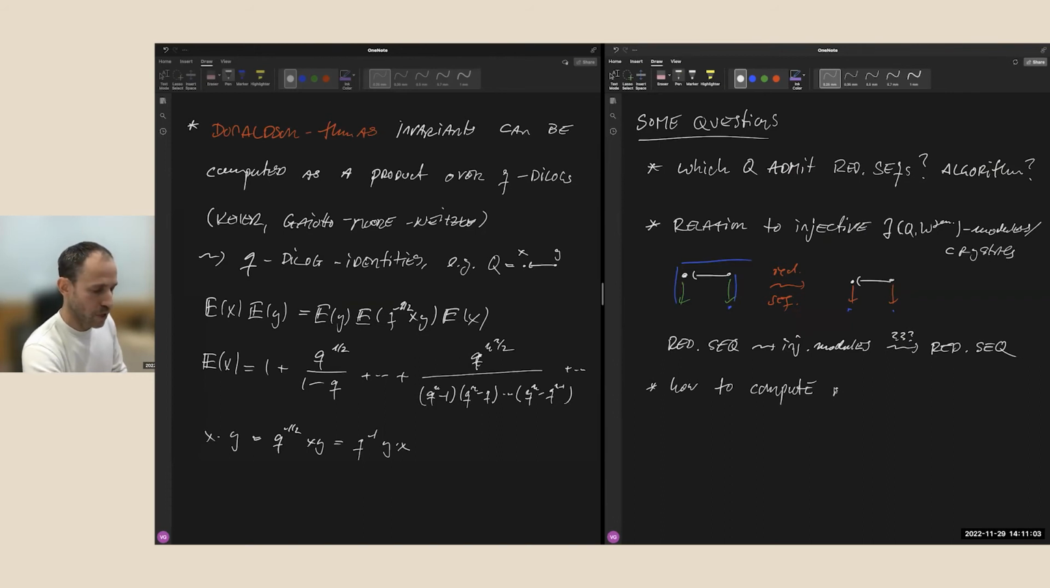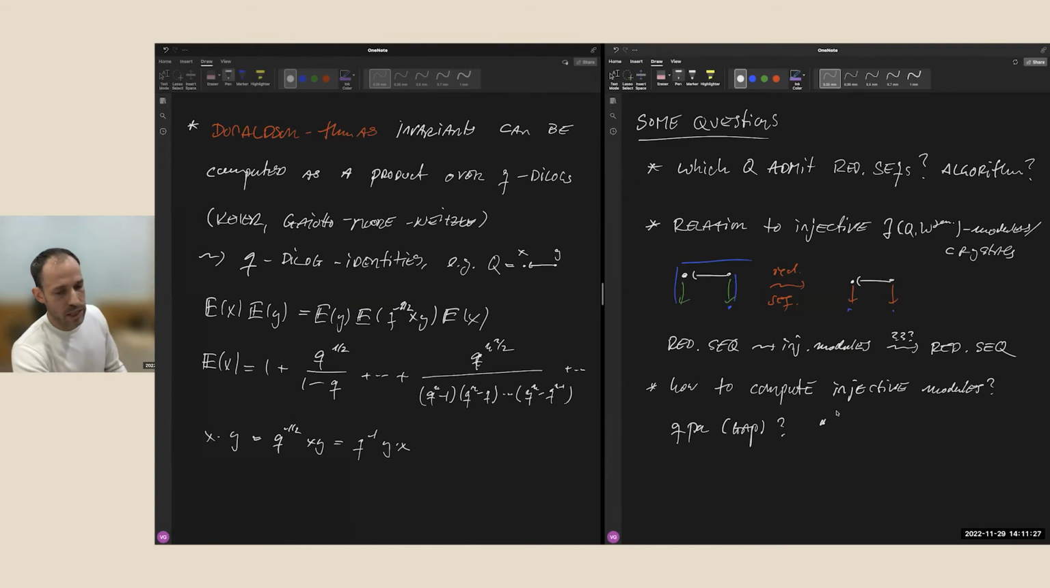So how to compute the injective modules? As I say, one way would be to compute reddening sequences, but I suspect that's a bit harder. So I suspect it's more the other way around. But maybe also it's possible to compute it with QPA package of GAP. I don't know. And also the question is there some kind of tropical algorithm to compute it? Because it's a specific situation here.